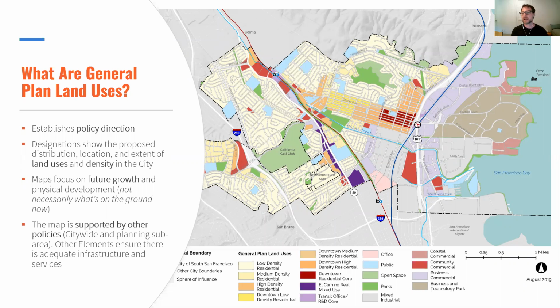This land use map establishes the policy direction for land use into the future for each city. The land use map shows the different types of land uses that are allowed on each parcel and the density or the intensity of each parcel. The map really shows future growth, that future policy direction for the city, and it's not necessarily what's on the ground now. And it's important to note that the land use map is really supported by the policies and the goals and implementation actions that are included in other chapters of the general plan, including things about infrastructure and transportation.